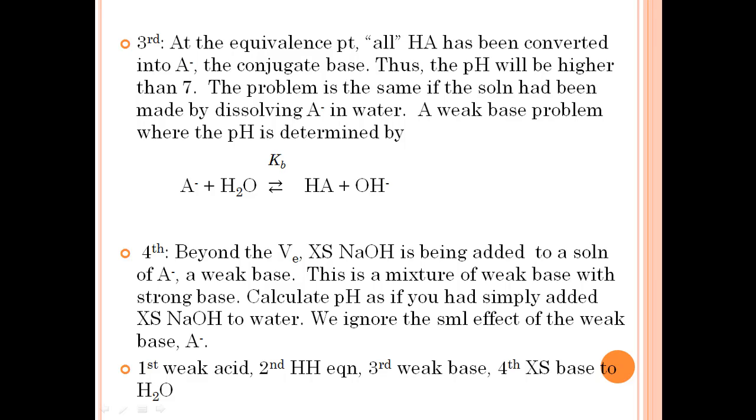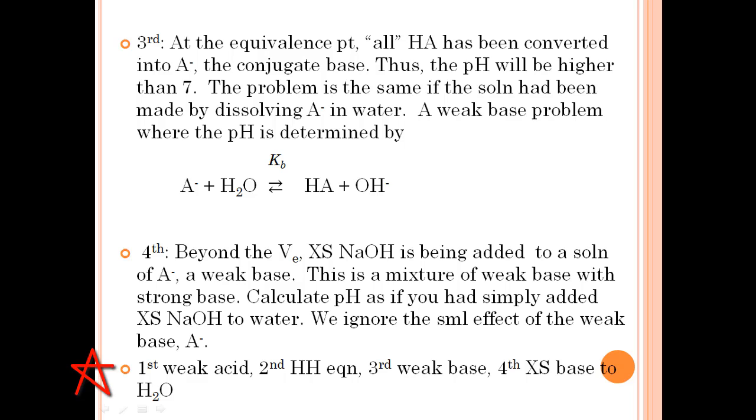The fourth and final portion of this type of titration is after the equivalence point. And of course, if you're reacting a weak acid with a strong base, after the equivalence point, you're going to have excess strong base there, and you're adding that to a solution of weak base. Whenever you're adding a strong base to a weak base, you can pretty much assume that everything is dominated by that strong base. So you calculate the pH as if you had simply added excess NaOH to water. And we ignore that small effect of the weak base, because really it's all dominated by that strong base.